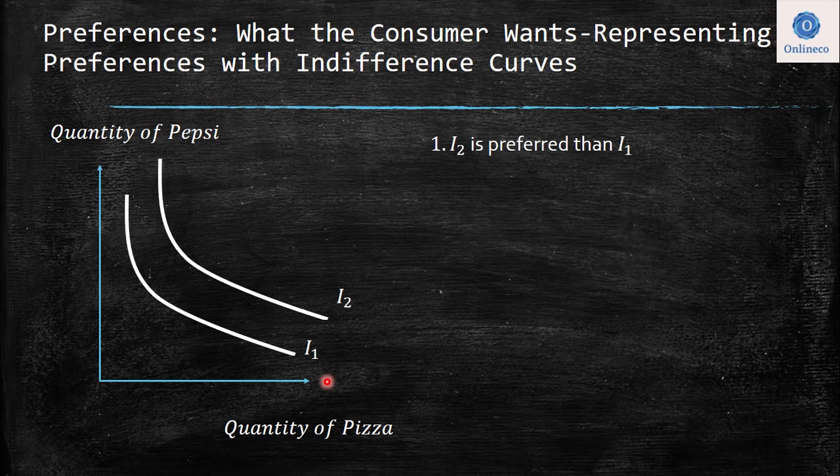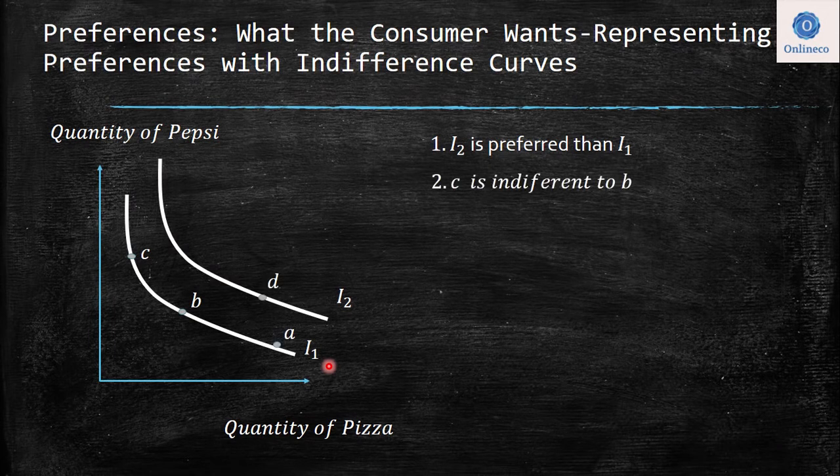So whenever we have an indifference curve further outward, or more to the right, you would say that I2 is preferred to I1. Why? Because this indifference curve has, at all points, more quantities of Pepsi and pizza than I1. And we assume that people prefer more to less. Then here we have one bundle, which is C. And here we have another bundle. We label B, this one A, and this D.